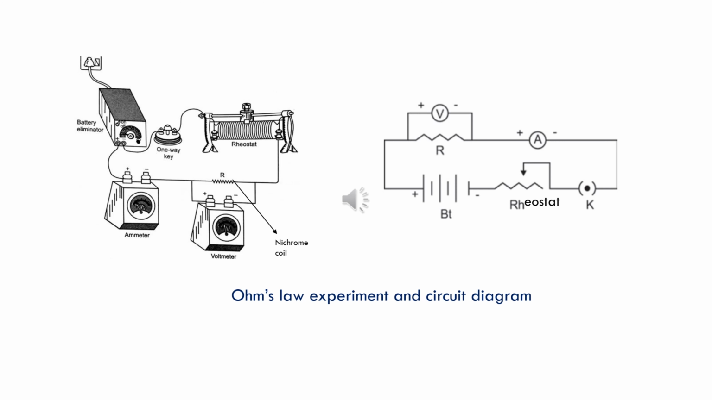The next one is, state a condition that would result if the switch is kept closed for a long time after completing the circuit correctly. Then you can see here the Ohm's law experiment and circuit diagram. The coil gets heated and its temperature increases. It means an increase in the resistance of the nichrome coil.